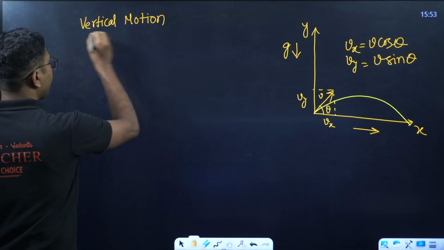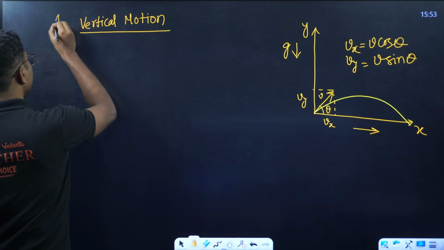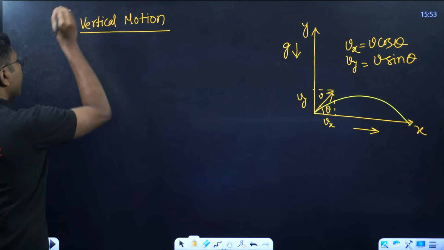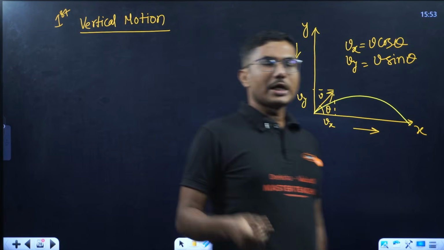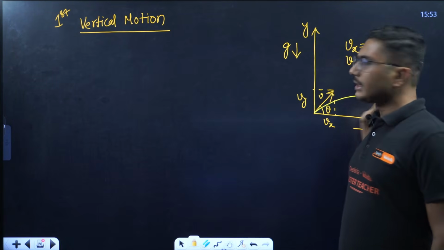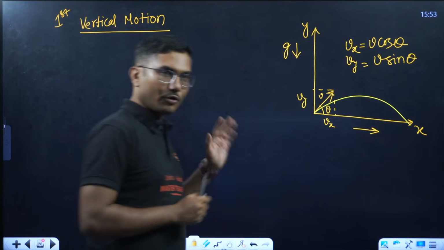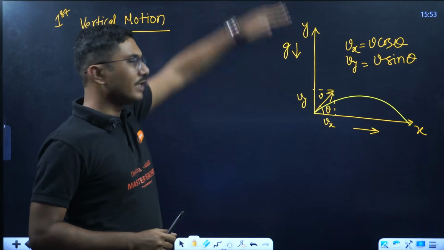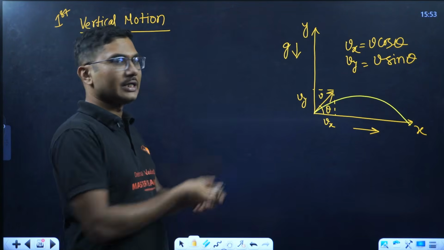First step is to use the vertical motion. What is the meaning of that? We consider that horizontal motion does not exist for now. Object is moving up and down only. So basically we are considering this motion.